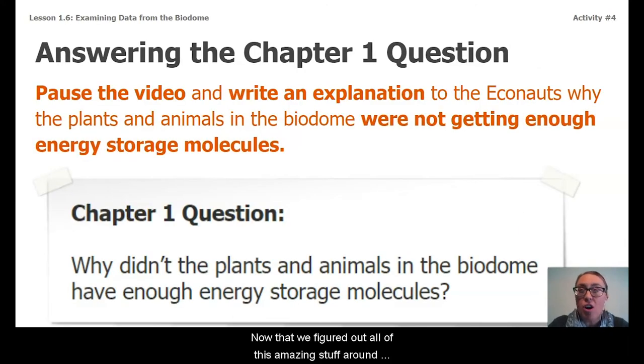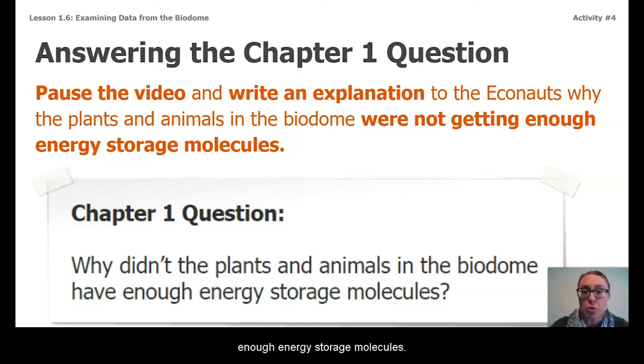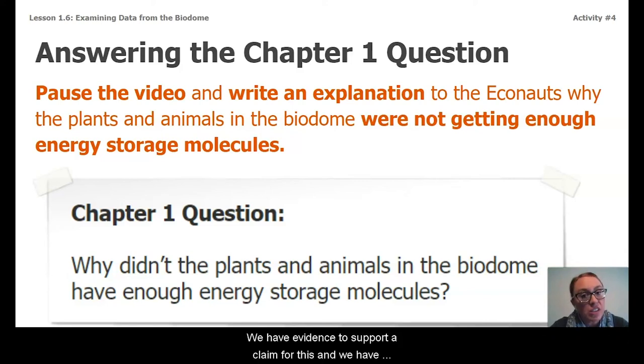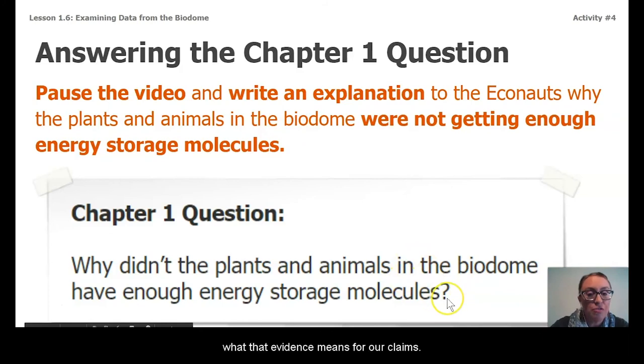Now that we figured out all of this amazing stuff around photosynthesis and energy storage molecules and how to impact the amount of energy storage molecules, we are ready to answer our chapter one question that we've been working towards. And that question is, why didn't the plants and the animals in the biodome have enough energy storage molecules? We have evidence to support a claim for this, and we have key concepts that can help us reason out the answer for what that evidence means for our claims.